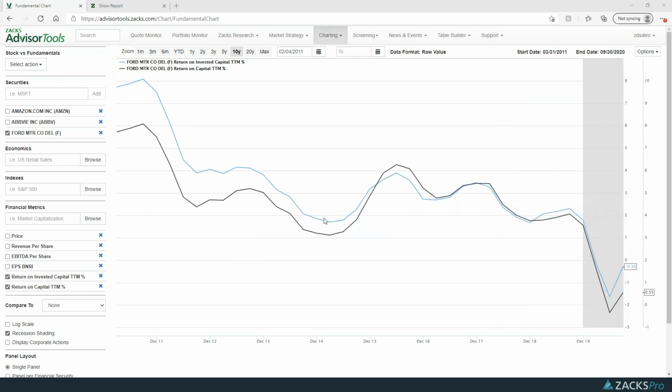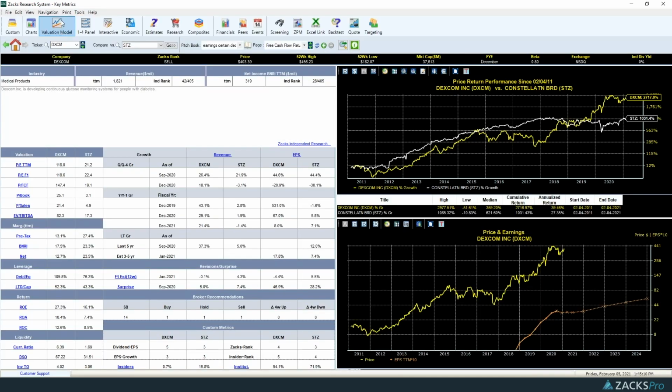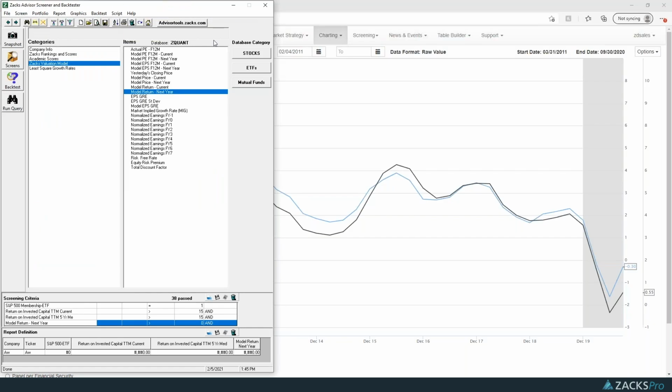And so another question that we have is, where would we go on Advisor Tools to see the actual intrinsic value number? This is something that is more related to our flagship investment research product, which is the Zacks Research System. That's where you can go to do a little bit more in-depth valuation modeling. So this is something separate from the Advisor Tools platform, but within the Screener tool, this is where you can go to access the values that come from that valuation model.